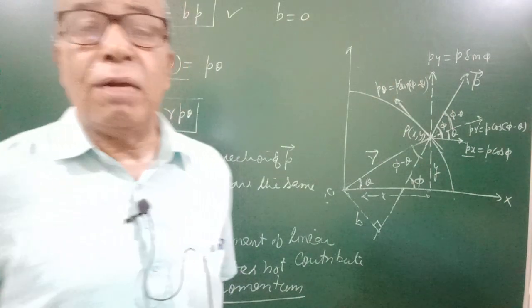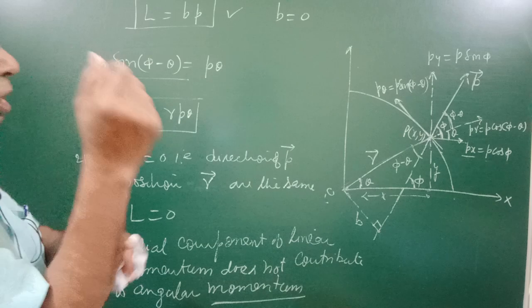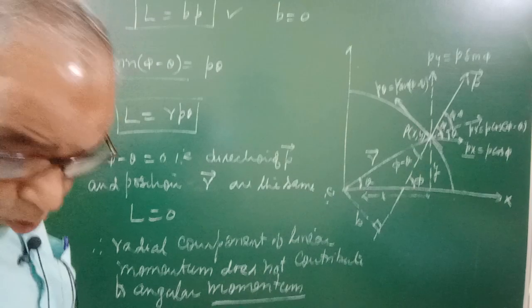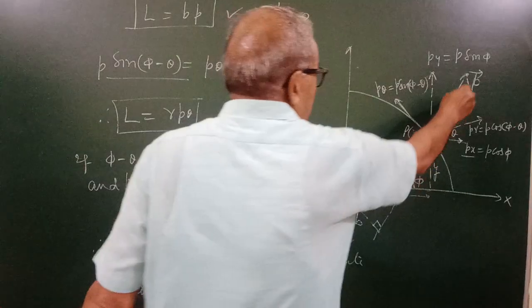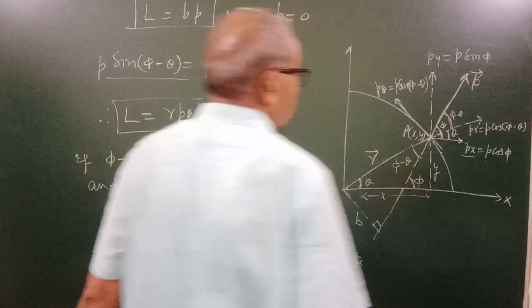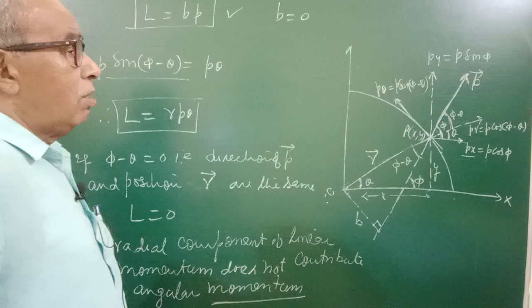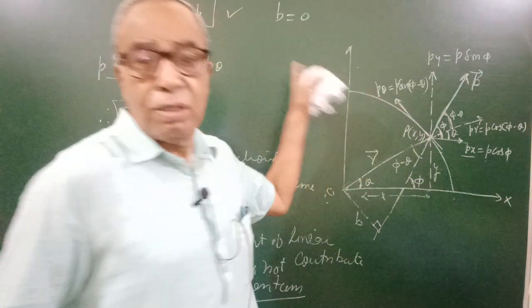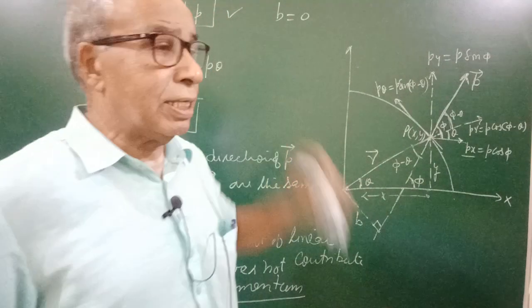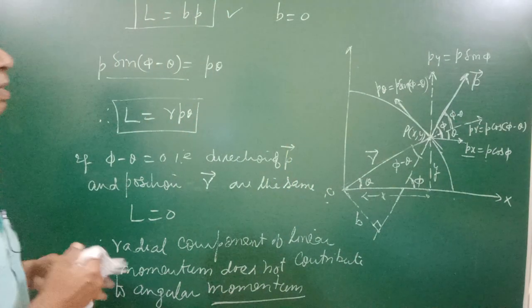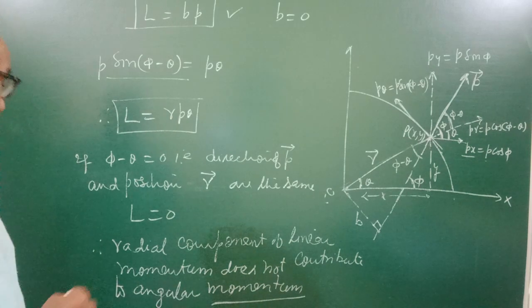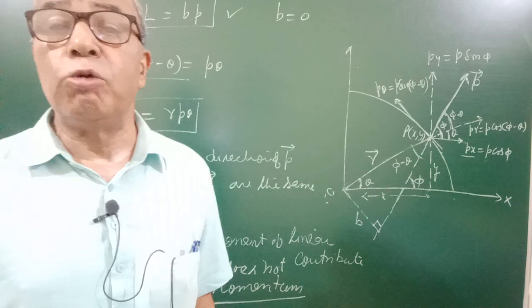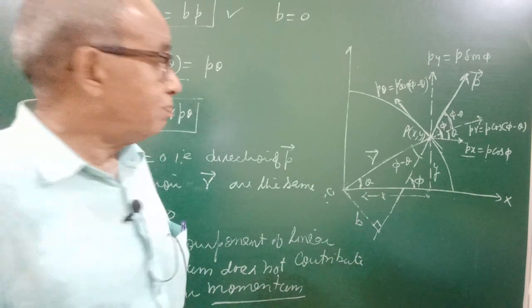So ultimately, the geometrical meaning of linear momentum is that no angular momentum will be there if the force acts along the radius, and for a given position, for a given momentum, the angular momentum will be maximum if linear momentum acts along the tangent. The tangential component produces angular momentum.